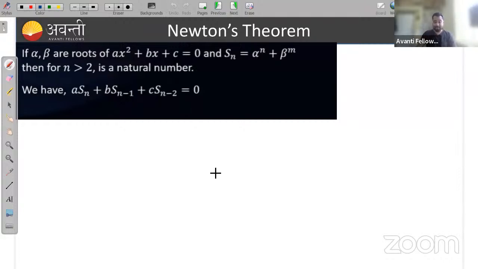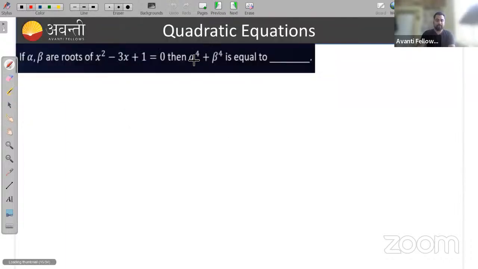It's deleted, sorry. Okay, so remember, this is my coefficient of x square, this is my coefficient of bx, and this is my coefficient of c. Now solve one question here. I am giving you very small questions first. If alpha and beta are the roots of this quadratic equation, then you need to find alpha to the power 4 plus beta to the power 4.